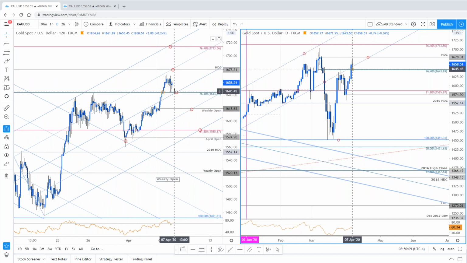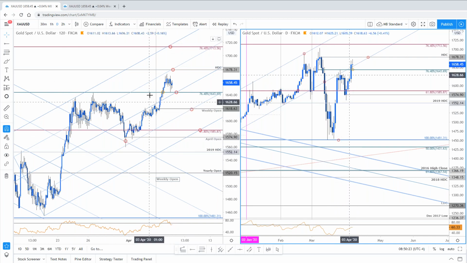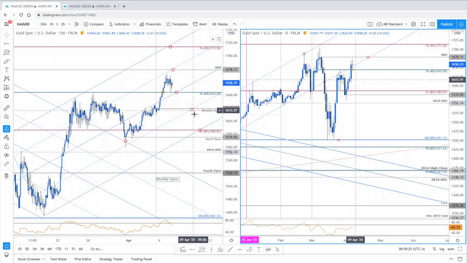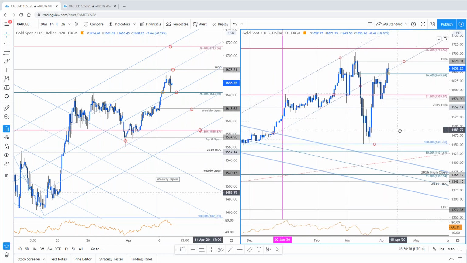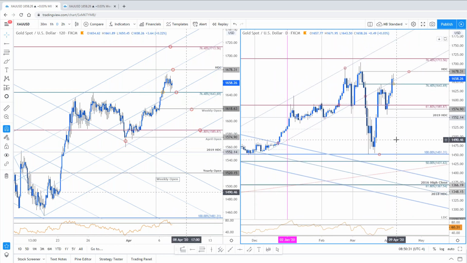Now, ideal scenario, you get some push through and failure early in the session here before a larger drawback. If you don't get that and you just get the buckle below 1643, look for possible exhaustion near that lower parallel, objective weekly open support. Again, your bullish inval rather is still down at 1585. E-Man, does that make sense?